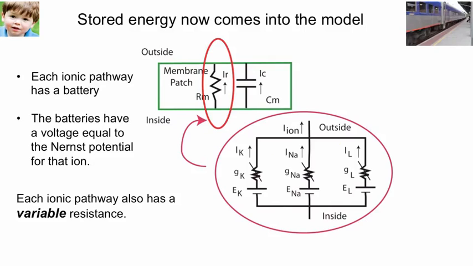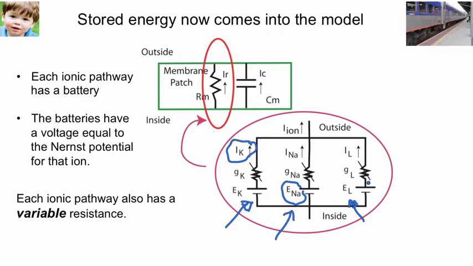Each ionic pathway now comes into the representation with a battery in it. Wow, a battery. And these batteries have voltages that are the Nernst potential for the concentrations for that particular ion. So Ek is the battery in the K path. Ena is the battery in the sodium path. El is the battery in the leakage path.